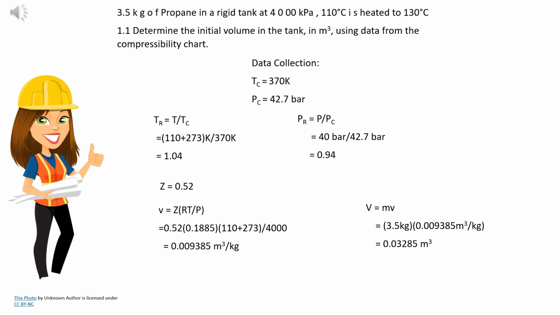So basically, this is how you make use of the gas compressibility chart. You ensure that you have your reduced temperature and your reduced pressure to help you read your gas compressibility factor if you don't have enough parameters to be able to calculate it. Moving on.